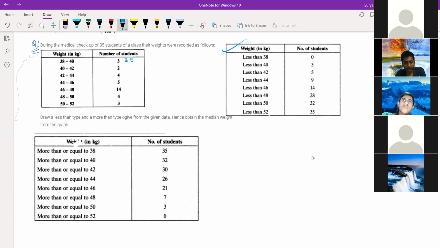Then 35 minus 3, 32. 32 minus 2, 30. 30 minus 4, 26. 26 minus 5, 21. 21 minus 14, 7. 7 minus 4, 3. Then 0. Got it? This is greater than 38, greater than 40, up to greater than 50, and greater than 52 is 0. Understood? In this way we have to write. This is the difference between less than and more than type.